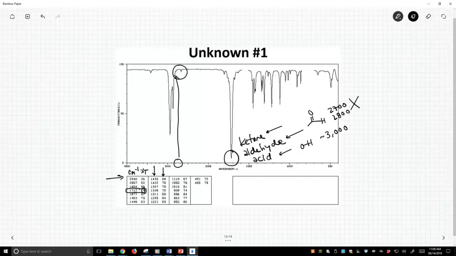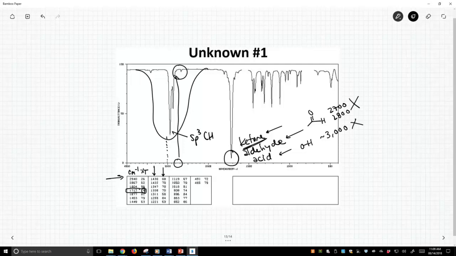We certainly don't have some massive OH group over here. It is not an acid. This is a nice simple ketone. And apparently it's a ketone that does in fact have just below 3000. It has some sp3 CHs.